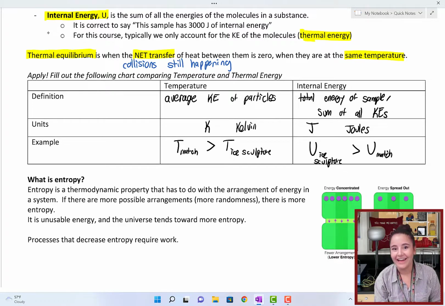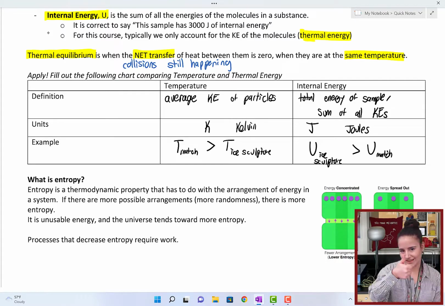Probably not. Okay, it's probably going to take a lot more than one match to melt a giant ice sculpture, because even though the match is obviously at a much higher temperature, the ice sculpture has a lot more internal energy. It still has more thermal energy inside of it, from all of those individual particles just vibrating in place. The match has a lot more molecules and they're moving crazier, but it's still not enough to melt the giant ice sculpture. Okay, cool.